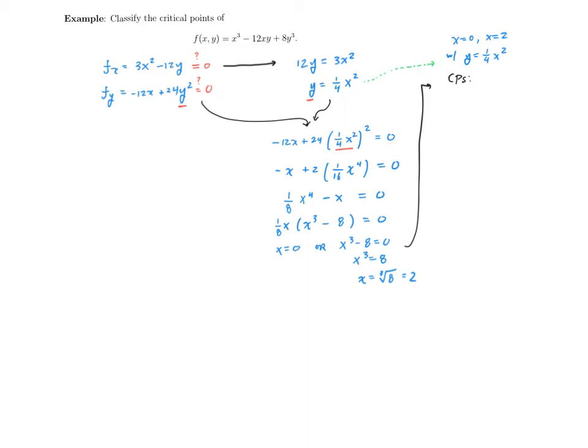So for our possible values of x, when x is 0, that would imply y is 1/4 times 0 squared, which is 0. So one critical point is (0, 0). Secondly, we could have x is equal to 2, which would imply y is equal to 1/4 times 2 squared, which is 4/4. So our second critical point is (2, 1).